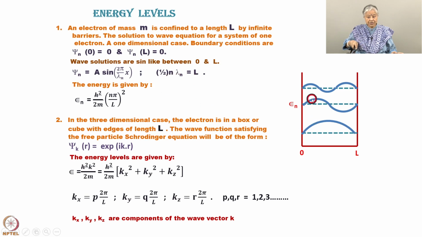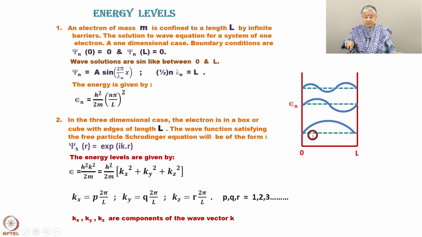When I go to the next energy level, n is 2. So, this is a full wavelength, and the next energy level is this, it is 1 wavelength plus half a wavelength. So, these are all the energy levels that are described. Sometimes they call these things orbitals. Orbitals is almost the same as an energy level.